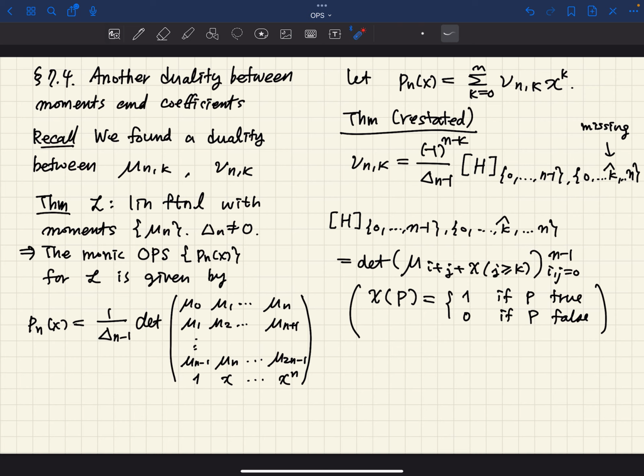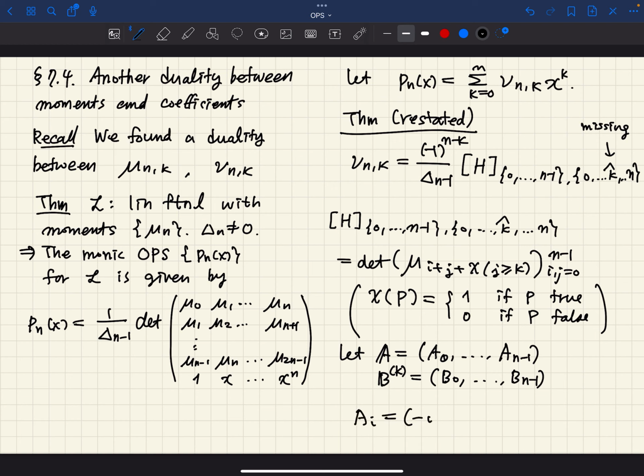And we can model this using lattice paths. So let boldface A be A_0 up to A_{n-1}, and B, but just to make sure that we have the index k involved, let me write B^k, B_0^k up to B_{n-1}^k, where A_i is as usual (-i, 0), and B_i^k is (i + chi(j>=k), 0). That means we shift this by 1 if j is greater than or equal to k.